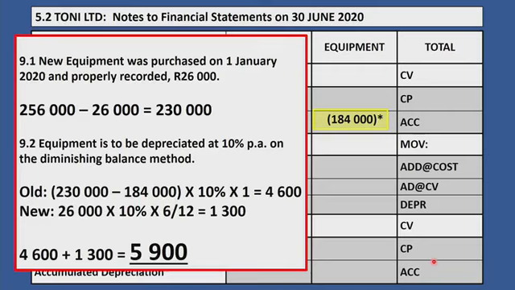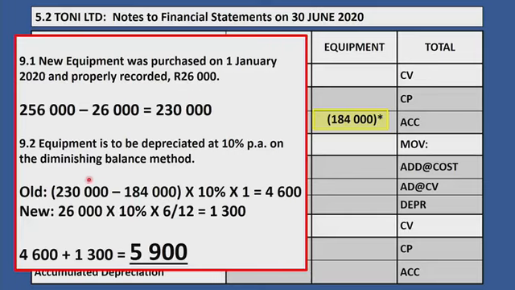Let's see what happened. New equipment was purchased on 1 January and properly recorded. So please remember, you'll start at the bottom with the answer, then reverse the additions. Sorry, let me try again. They give us 256,000. That would be at the bottom. If we bought 26, you'll start with 230. Okay, we'll do that soon.